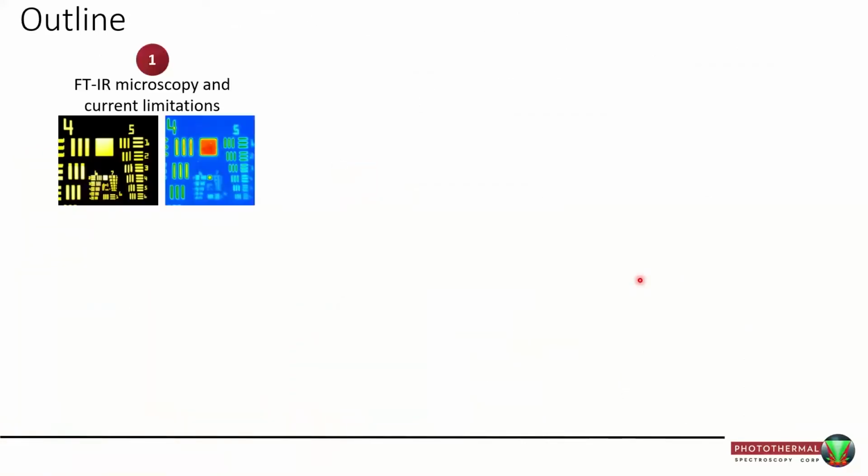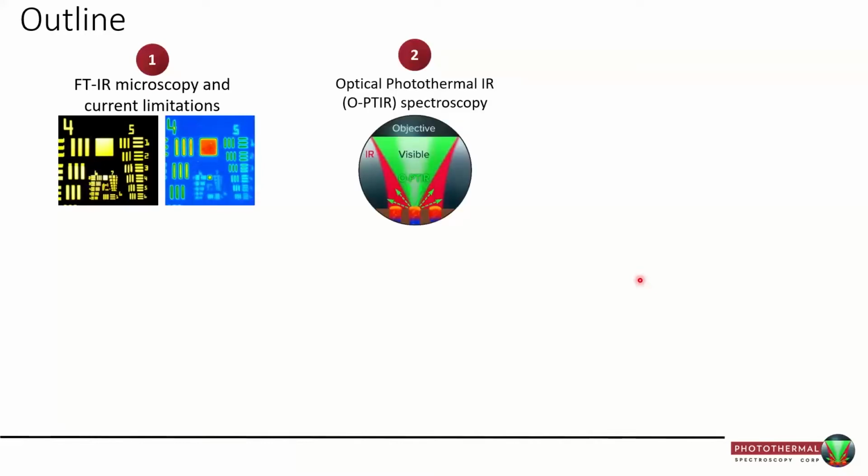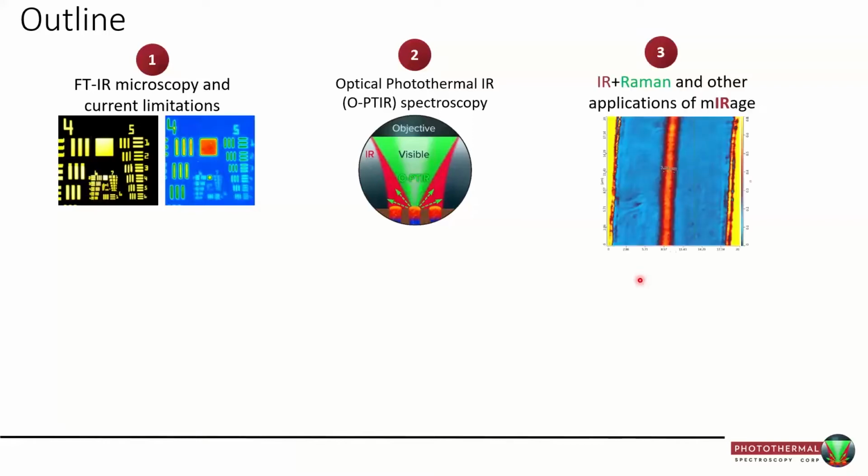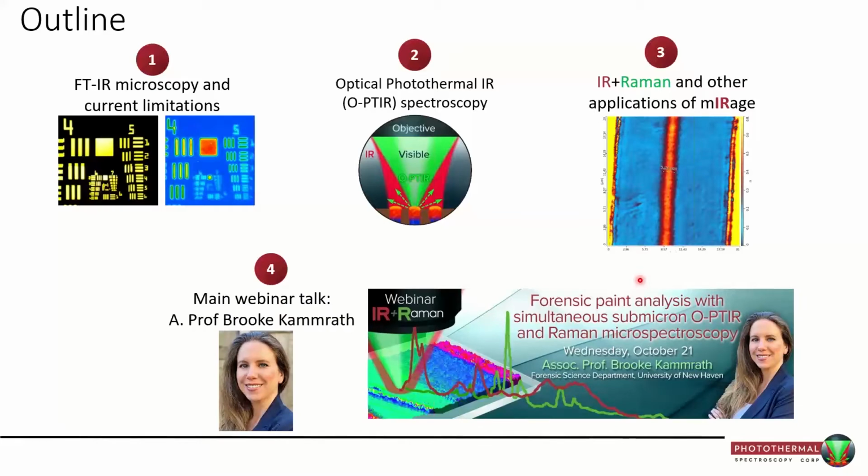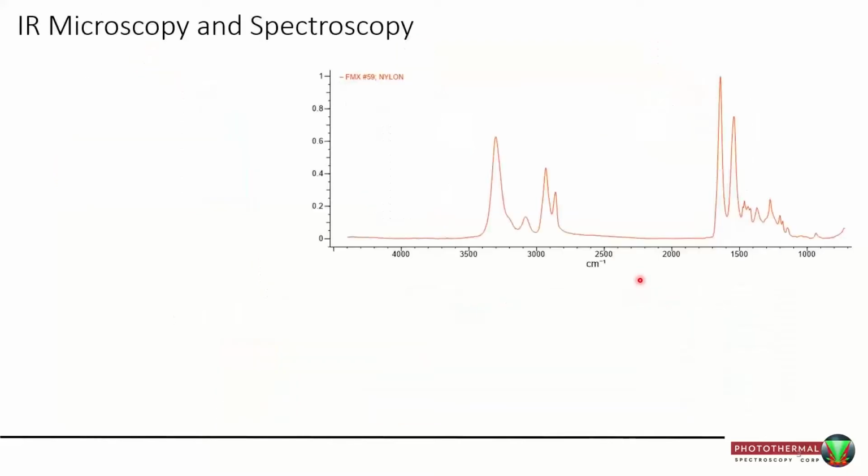So today's outline will basically be me talking you through the current limitations. I call these accepted limitations of FTIR microscopy. I'll probably touch a little bit about Raman as well. I'll then take you through some of the high-level principles of operation of O-PTIR. I'll take you through some examples that I think have some relevance perhaps to the forensics application space. But of course, I'll leave most of the time to Brooke in her main part of the talk.